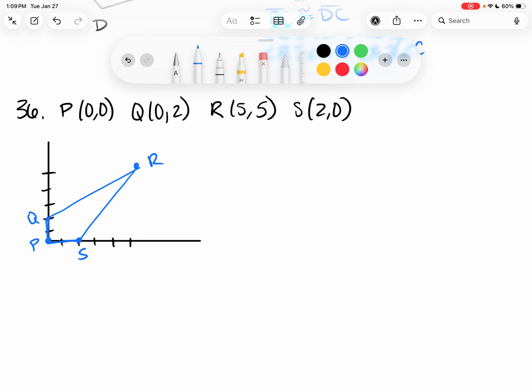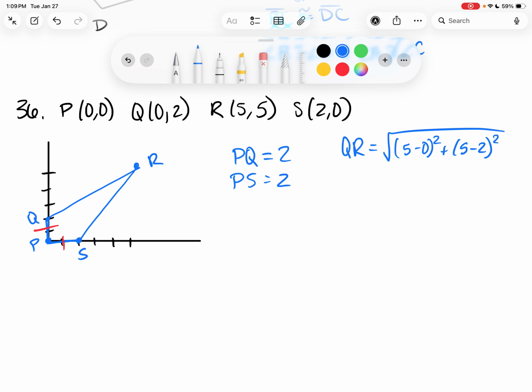So I know that PQ is equal to 2. PS is equal to 2. So I've shown that these two are congruent here. So what else do I need to show then? That QR is congruent with SR. So we're going to use the distance formula for QR. That's 5 minus 0 squared plus 5 minus 2 squared. So that's 5 squared is 25 plus 3 squared is 9. So that's the square root of 34.